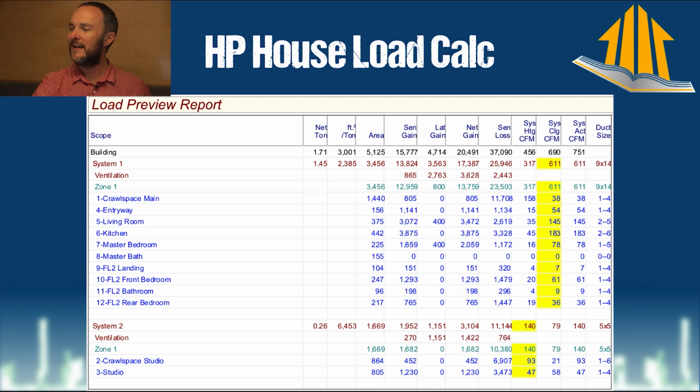Now that is not counting the duct design, because if I make a duct take a bunch of turns, then I have to upsize the duct because it's going to build up pressure. And that's a topic for a totally different video, so don't worry about that. But you can see that the way that it splits out is system 1 is 1.5 tons, and system 2 is 1/4 of a ton of load. That's awesome. That's what I want. So that is what we're going to be installing in this house.